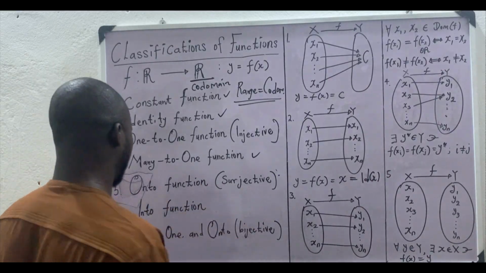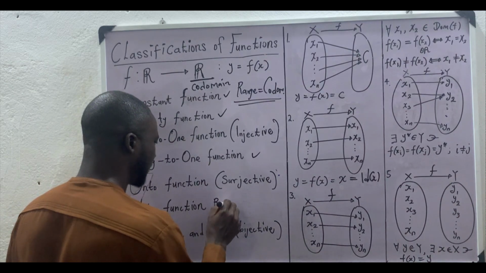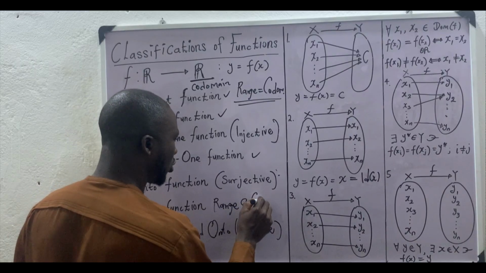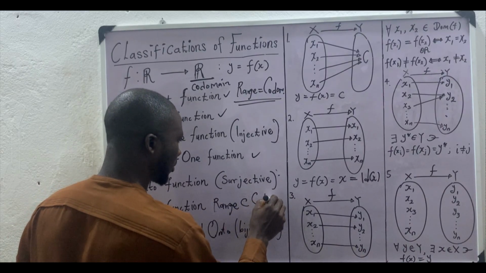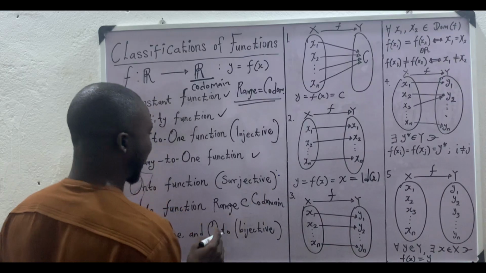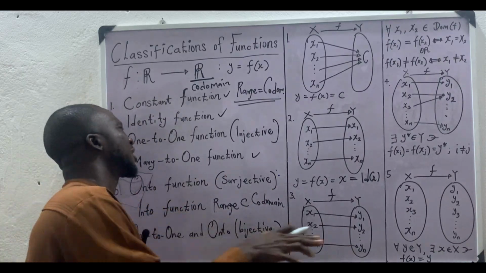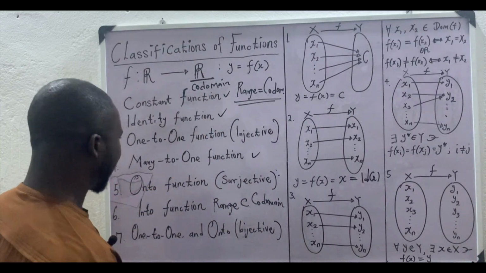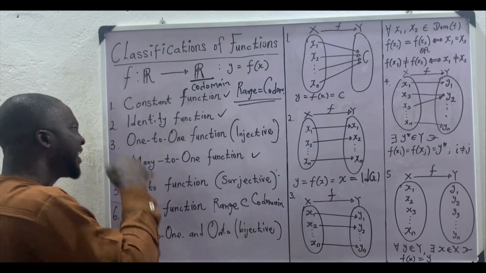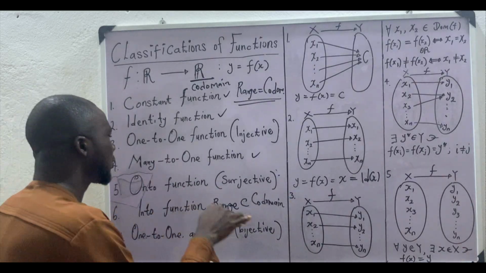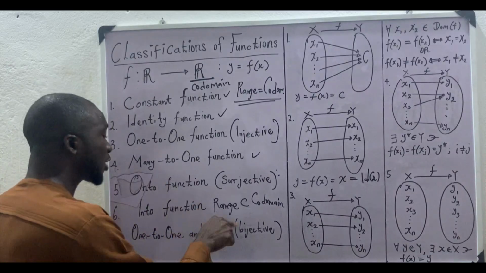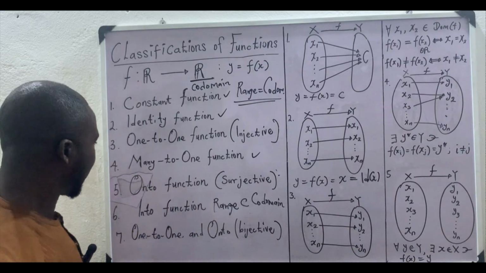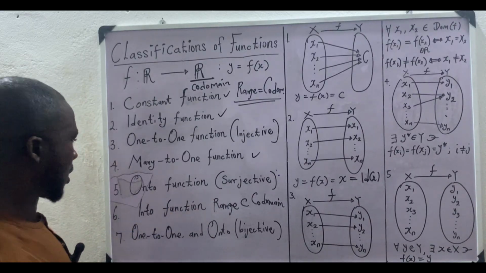But when it happens that the range of the function is less than the codomain of the function, that is, the range of the function is a proper subset of the codomain of the function, which happens to be, in this case, the set of all real numbers, then that kind of function is what is referred to as an into function. And for an into function, the range of the function is a proper subset of the set of all real numbers.